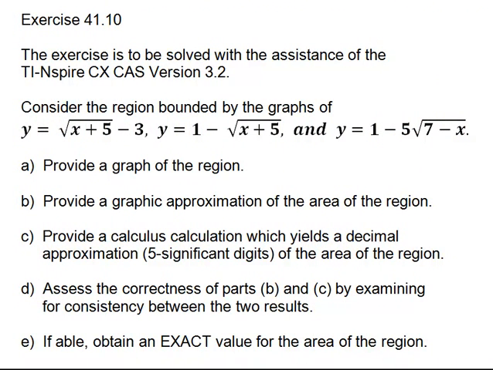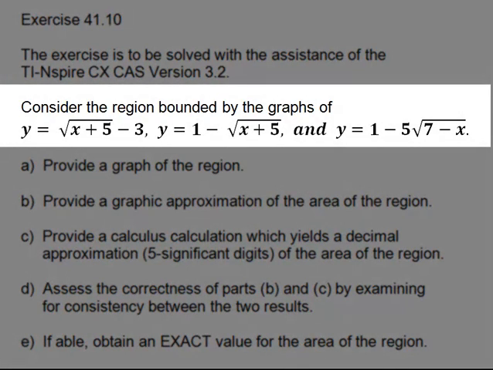Exercise 41.10. The exercise is to be solved with the assistance of the TI-Nspire CX CAS version 3.2. Consider the region bounded by the graphs of y equals 2 the square root of quantity x plus 5 minus 3, y equals 1 minus the square root of quantity x plus 5, and y equals 1 minus 5 times the square root of quantity 7 minus x.